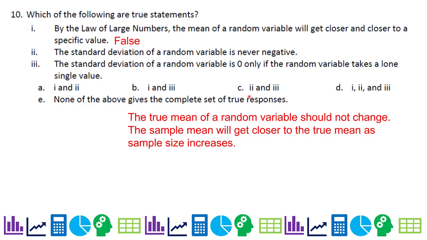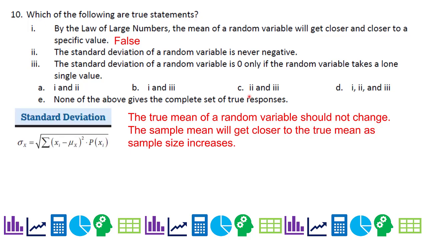Two, the standard deviation of a random variable is never negative. So let's look at a standard deviation. This is from your math chart on the random variable line. And there's no way for it to be negative. We're squaring the difference, and then we're taking the positive square root. So this one is a true statement.